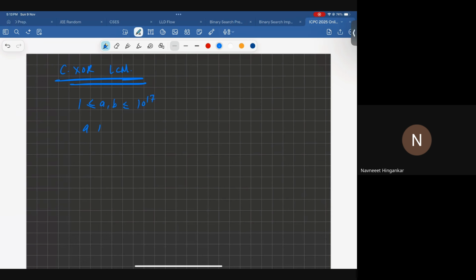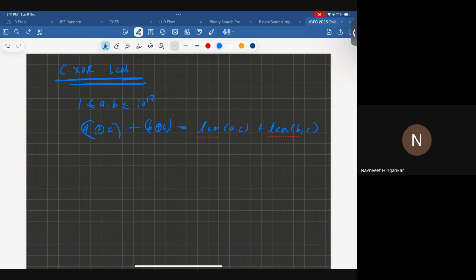Source, C, plus P or C, equal to LCM of A comma C. Oh, sorry, LCM of A comma C plus LCM of B comma C.